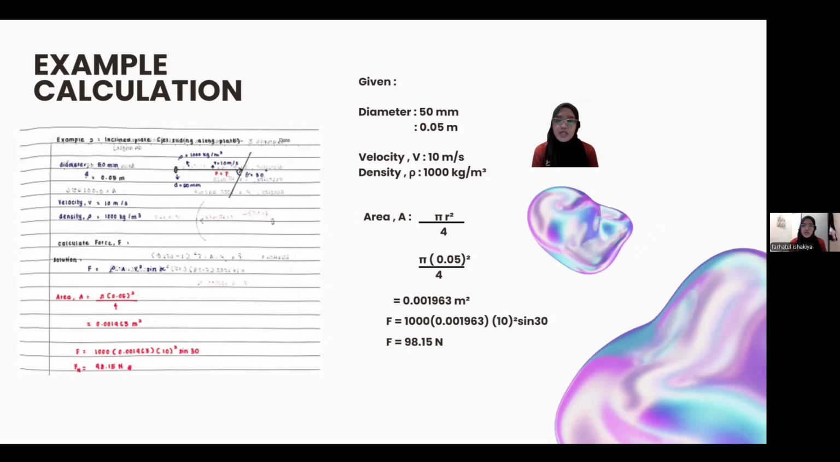F equal to 1000, which is density, times 0.001963, which is the area that we get, times 10, because of velocity, square, sine 30, because we got the theta. And we will get F equal to 98.15 Newton.